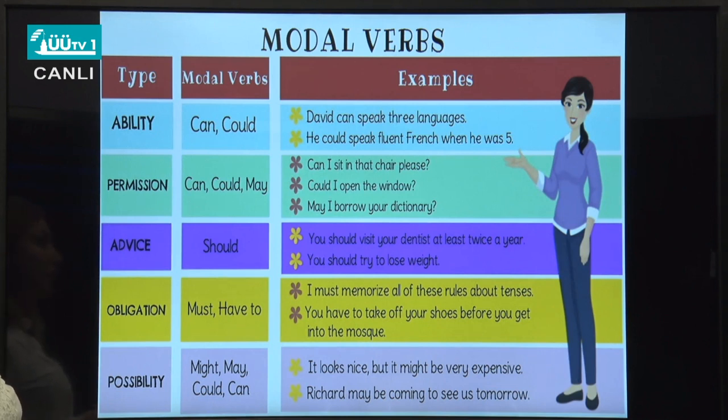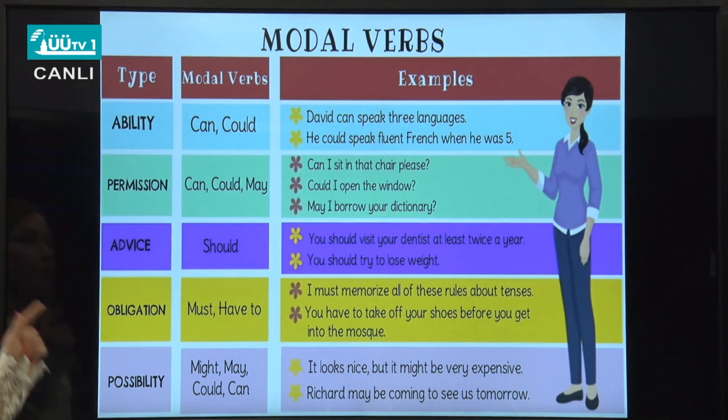We can use can and could for ability. David can speak 3 languages. He could speak fluent French when he was 5. And also you can use can, could plus may to ask for permission. So can I sit in that chair, please? Could I open the window? May I borrow your dictionary?